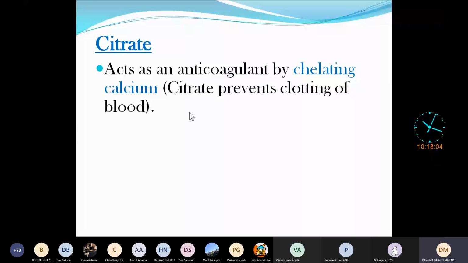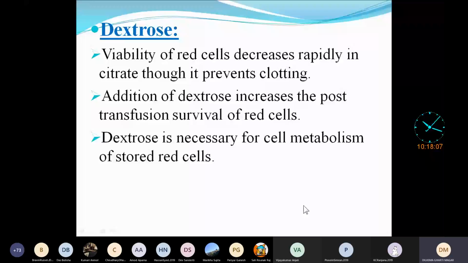Now we will see what this dextrose does. So here dextrose is a glucose, isn't it? So here it increases the viability of red cells. Whenever the citrate is there, the viability of the red cell will be decreased, but the dextrose will increase the viability of the red cells whose viability is decreased by the citrate. Understood here? So viability of the red cell decreases rapidly in citrate, though it prevents clotting.